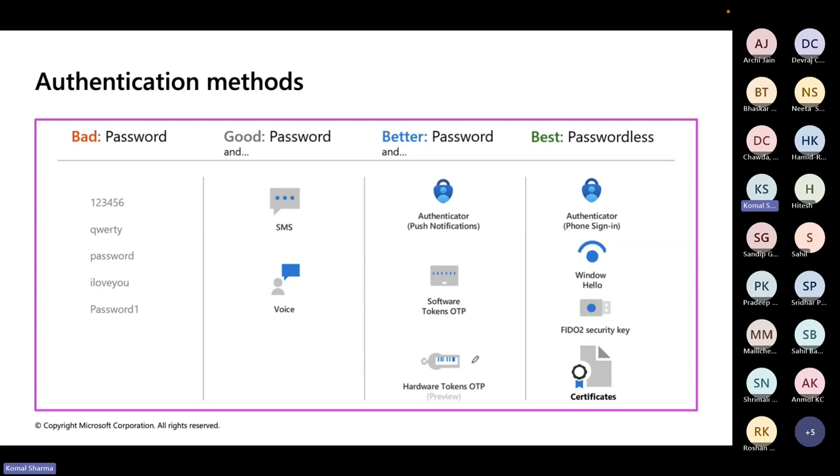So along with your password, if you are configuring any SMS, like an OTP, or any voicemail, it is considered a good authentication method. It would be better if you are using the authenticator app or any software tokens or hardware tokens. Like if you have observed, when you visit your bank, the employees sitting there use a hardware token to sign into their PC. When they punch on it, only then are they able to log in. And the best is if you are not using any password at all, that is passwordless authentication. For that, there is the authenticator app, or you can use Windows Hello, FIDO2 security keys, or any security certificates.